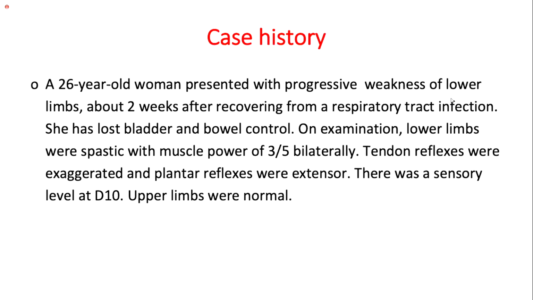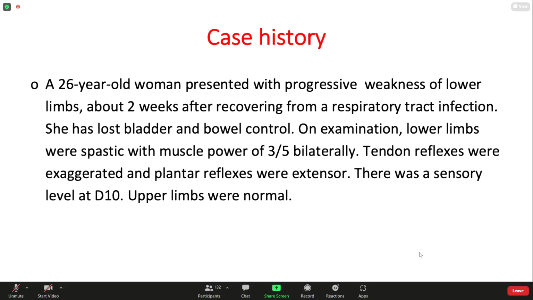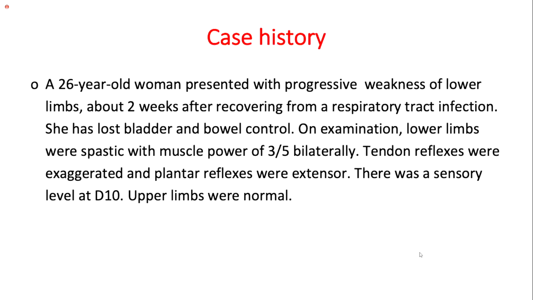A 26-year-old woman presented with progressive weakness of lower limbs about 2 weeks after recovering from a respiratory tract infection. She has lost bladder and bowel control. On examination, lower limbs were spastic with muscle power 3/5 bilaterally. Tendon reflexes were exaggerated and plantar reflexes were extensor. There was a sensory level at D10. Upper limbs were normal. Right, thank you.